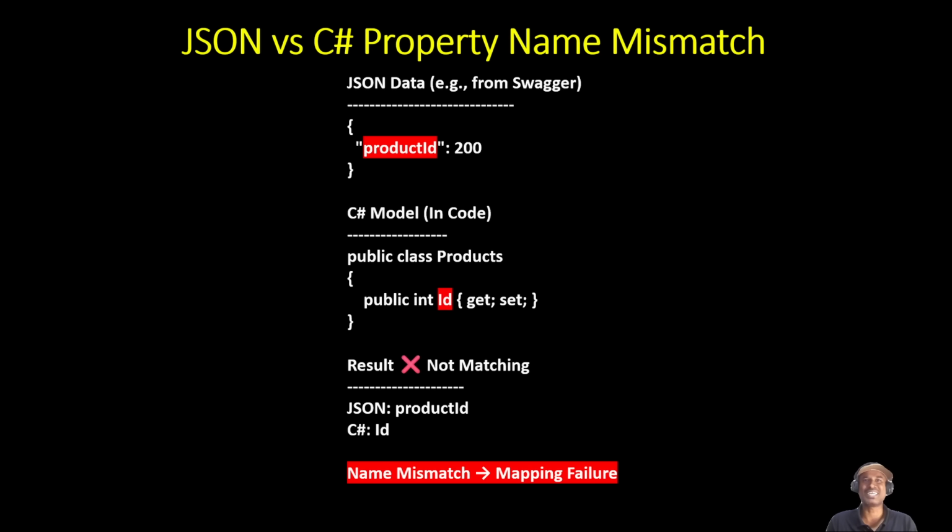In this video, we will learn a common beginner mistake: mismatch between JSON property names and C# model property names. If names don't match, data may not bind correctly and your API may receive null values. Don't worry at all. We will explain this in a very simple way and show how to fix it.